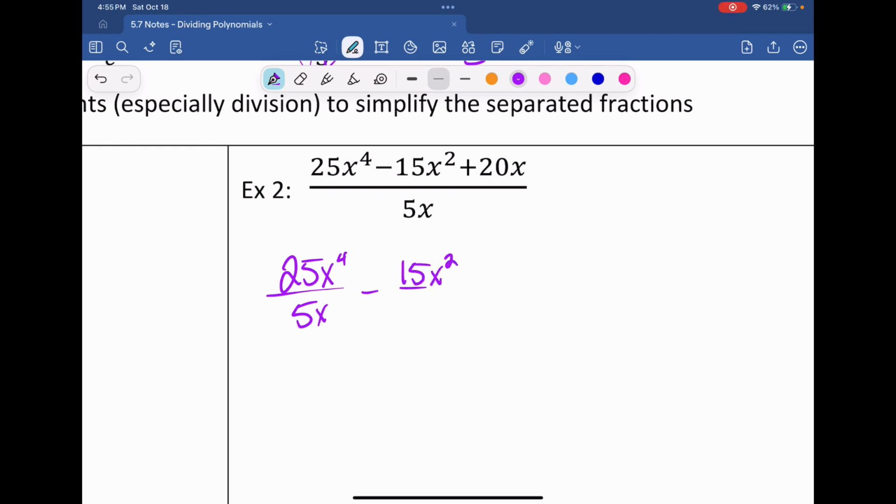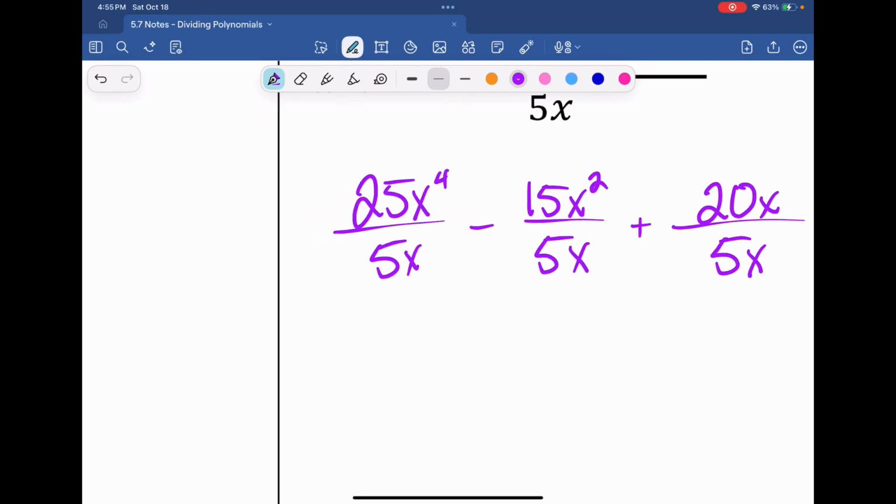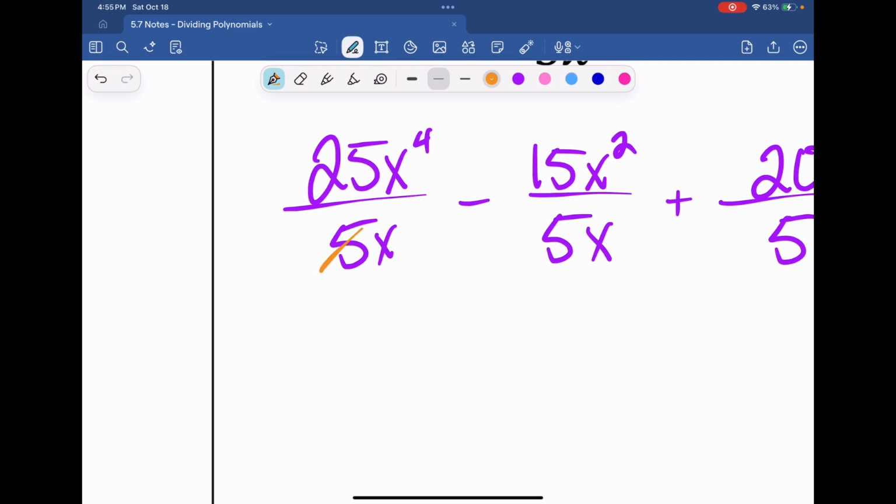15x squared over 5x plus 20x over 5x. So decompose your fraction. Simplify each fraction. 5 goes into 25 5 times. That's an x to the 1. 1 is smaller than 4. So I end up with 5x cubed. Again, that's really 1 times 5x cubed over 1. I don't need the over 1, fraction bar, or the times 1.